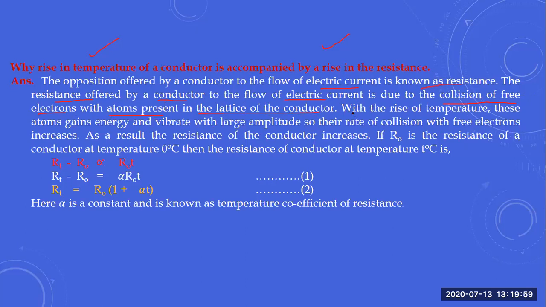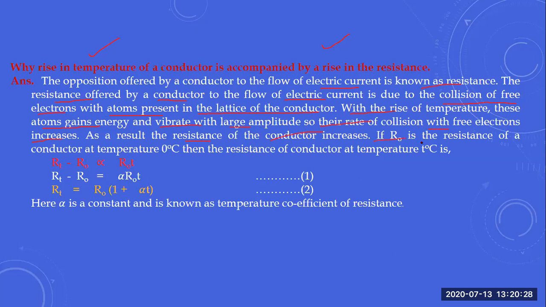So with the rise of temperature, these atoms will gain energy. And what will happen when they gain energy? They will vibrate with a larger amplitude, and their rate of collision with the free electrons will increase. As a result, the electron motion will slow down, and slowing down of the electrons is basically an increase of resistance. As a result, the resistance of the conductor increases.